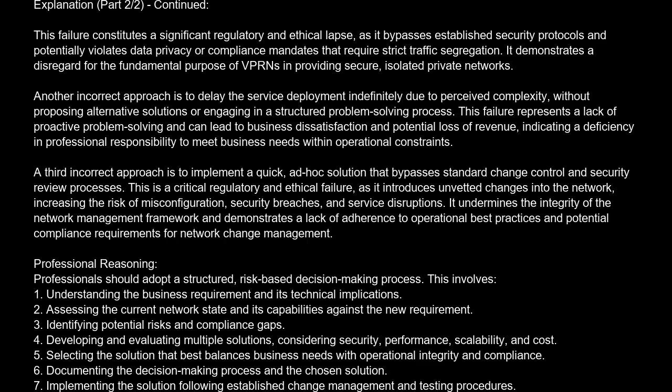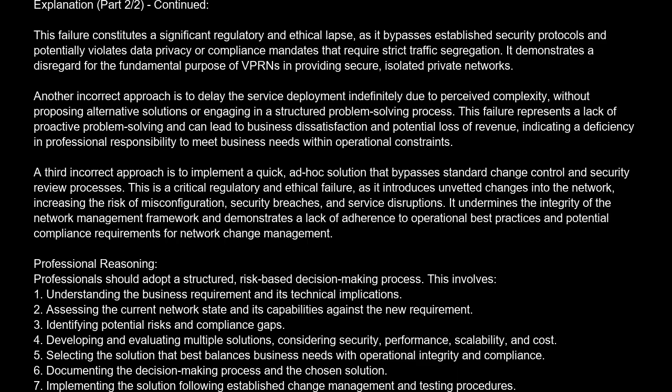A third incorrect approach is to implement a quick, ad hoc solution that bypasses standard change control and security review processes. This is a critical regulatory and ethical failure, as it introduces unvetted changes into the network, increasing the risk of misconfiguration, security breaches, and service disruptions. It undermines the integrity of the network management framework and demonstrates a lack of adherence to operational best practices and potential compliance requirements for network change management.